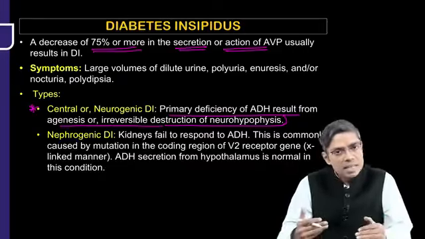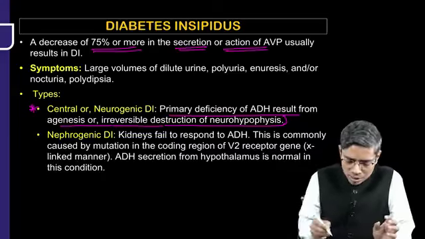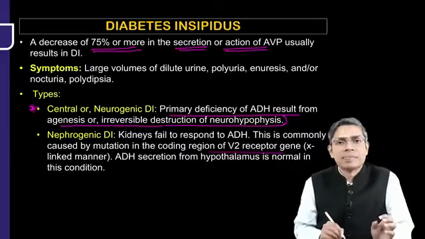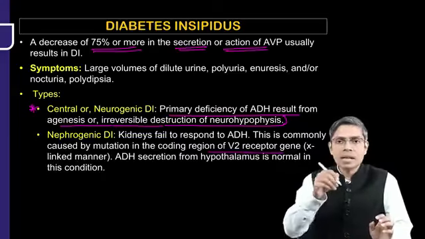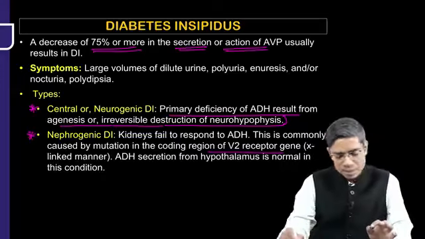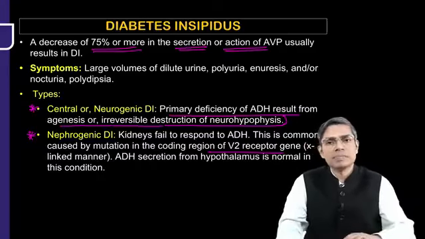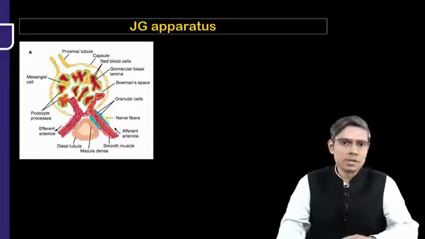But when the ADH is secreted normally or maybe a little more than normal, but due to mutation of the V2 receptor, the ADH is not able to act on the collecting duct cell, then that disease is known as nephrogenic diabetes insipidus. So this much information you have to remember, at least for physiology, right?